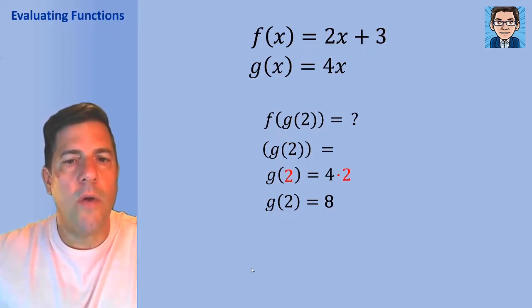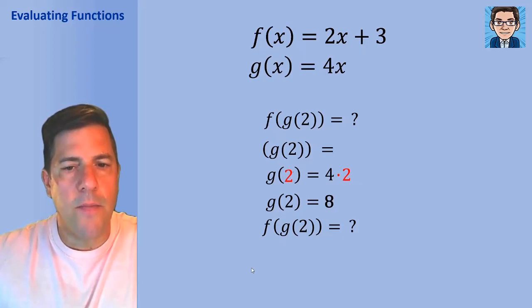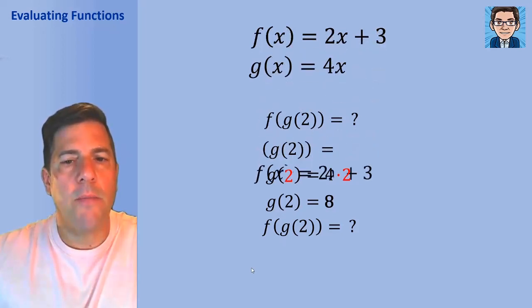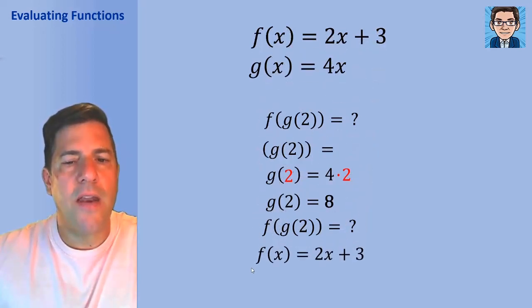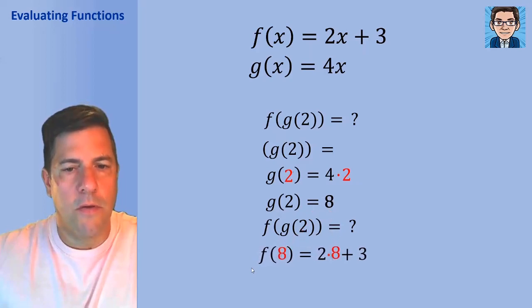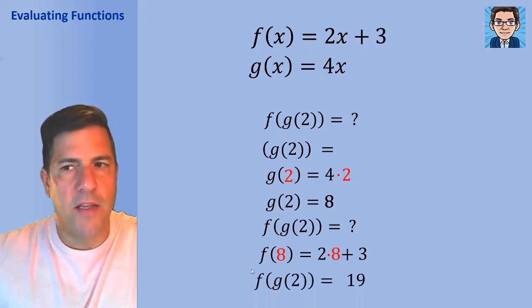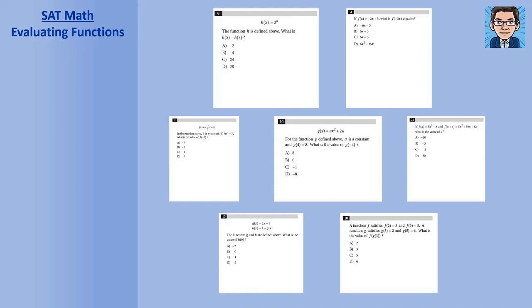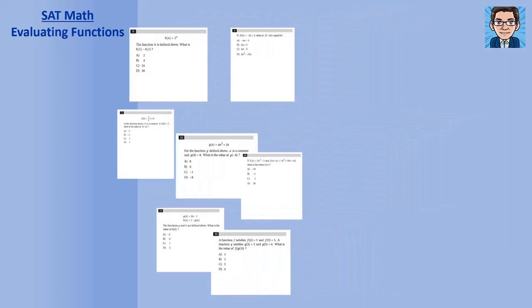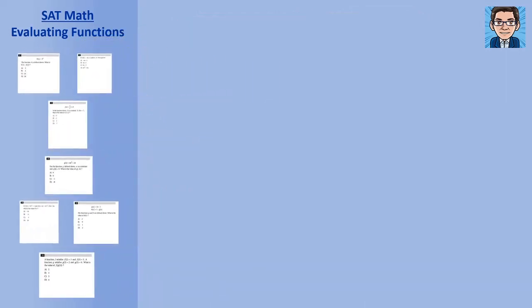So now if we take the f of g of 2, now that we've calculated that g of 2 equals 8, we can put 8 into that function. And then we just simplify the math. 8 times 2 is 16. 16 plus 3 gets us the 19. So that's how we would do a composite function. Okay, so let's take a look at these 7 practice problems from the official practice SATs having to do with evaluating functions.